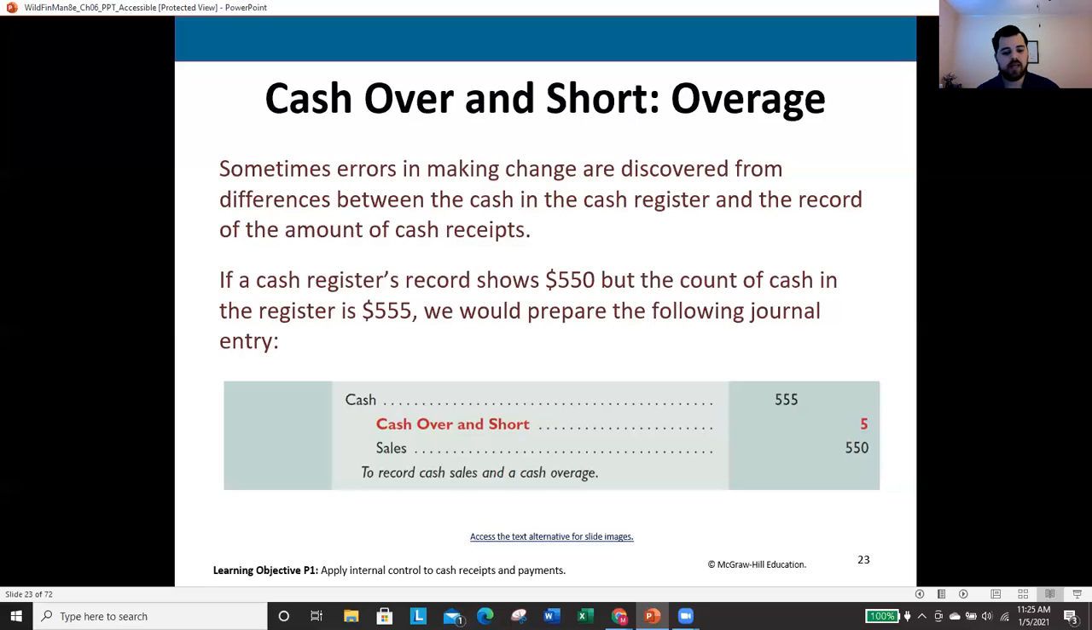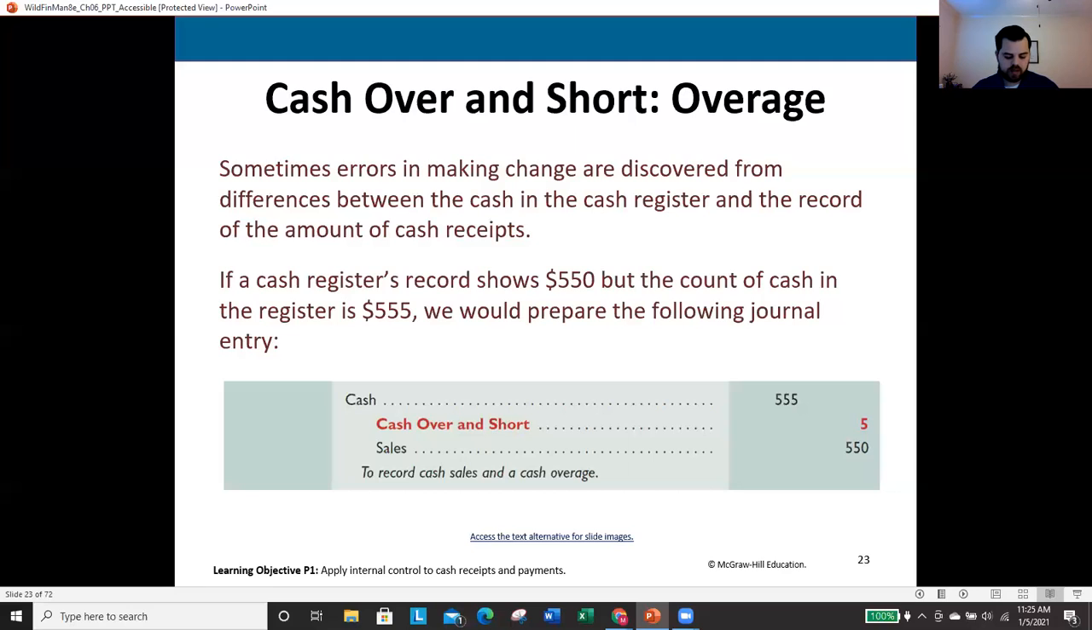Because cash is an asset, for it to be an asset, you have to actually have it. So for this situation, even though we should only have 550, the 555 will be recorded as the increase to cash with a debit. But because the register's record shows only 550, that means we only had sales revenue of the $550. So a debit to cash and a credit to sales.